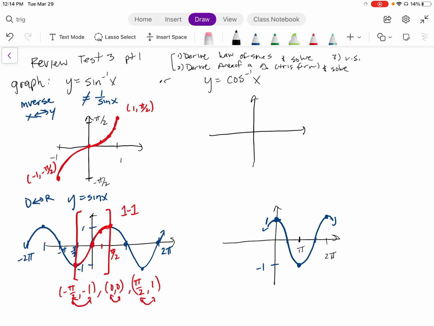Okay. So if I restrict the domain to keep it 1 to 1, I need to look only here. Again, we have 3 great points. I have 0, 1. This is pi over 2, so pi over 2, 0. And then pi, negative 1. Do the inverse, change your x and y, and graph those 3 points. So instead of 0, 1, I now have 1, 0. So I'm going to go over 1, up 0.